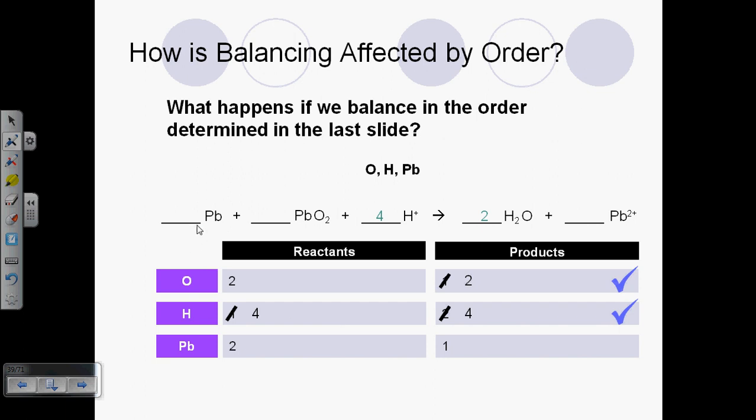Now if we look at our lead, we've got 2 lead here and we've only got 1 on this side, so we would add a 2 here for our coefficient, and that would balance out our leads. And that was fairly simple, an easy way to get that to balance.